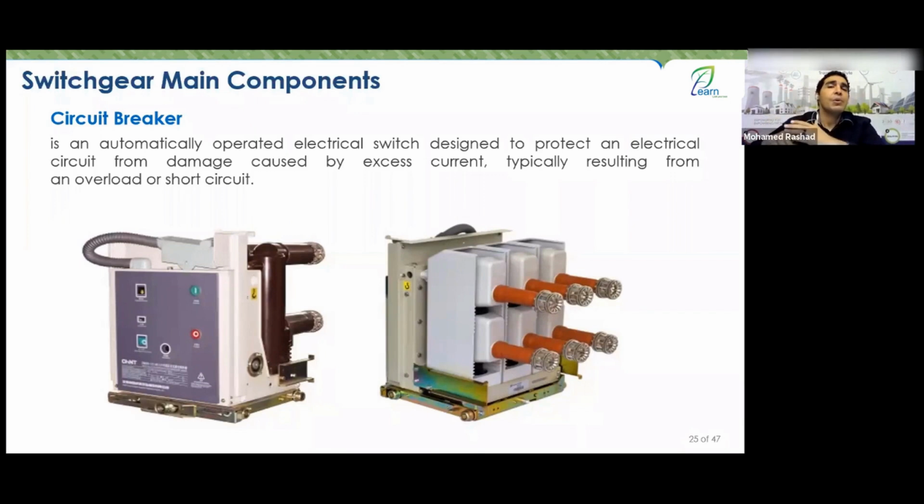This component immediately disconnects to protect your circuit against the short circuit. At the same time, the source that feeds it, which has the fault, starts to isolate the faulty part from the healthy part, from the rest of the apartment that is completely healthy without any issues.